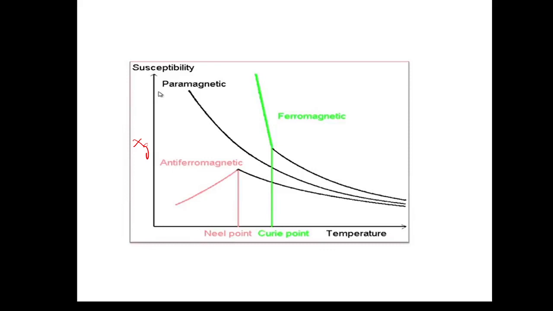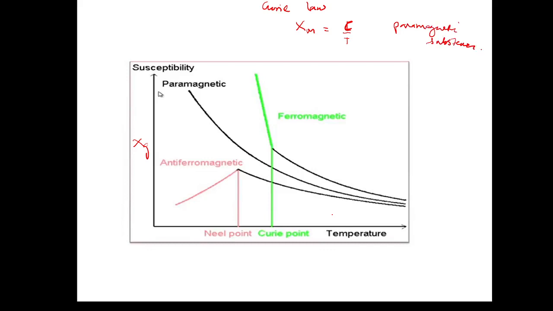Okay. So this is the chi g versus T plot. There are two laws. One is the Curie law, which says that magnetic susceptibility is inversely proportional to the temperature. So basically C by T. This is for the paramagnetic substances.